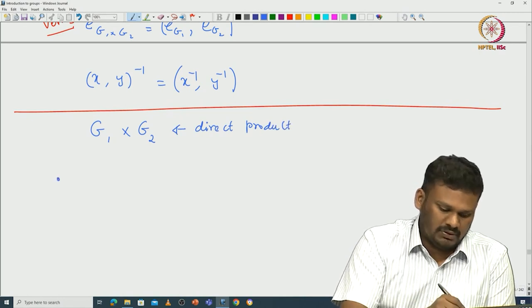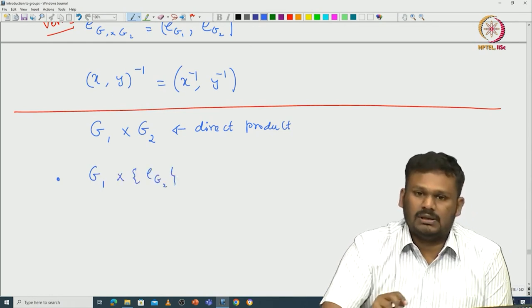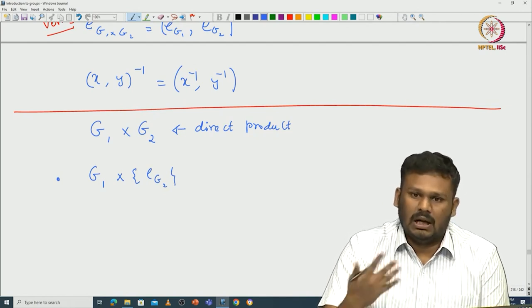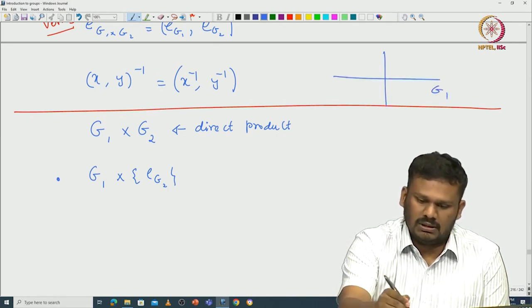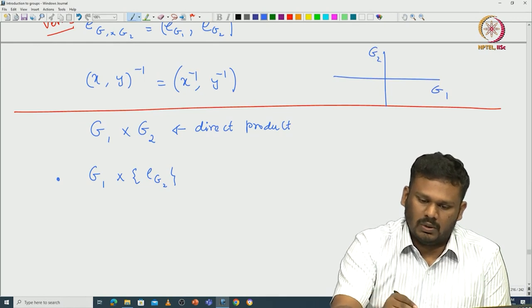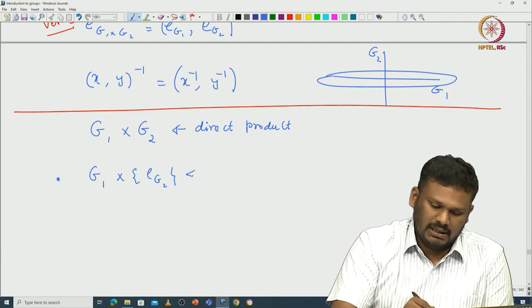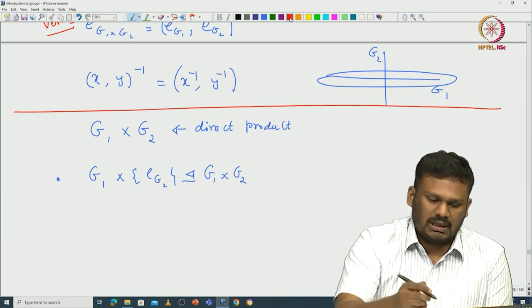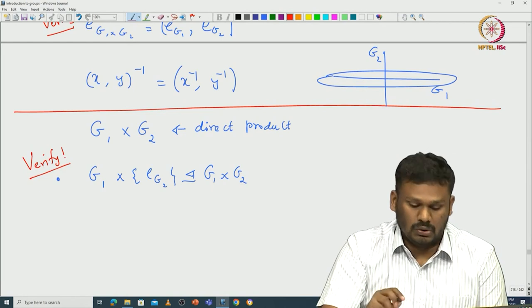For example, if I take G1 cross identity of G2, this is like the x axis and y axis. So the x axis is G1 and the y axis is G2. I am looking at only this part, that is G1 cross identity of G2. That is indeed a normal subgroup of G1 cross G2. These are all easy verifications, I will just leave it to you to verify.